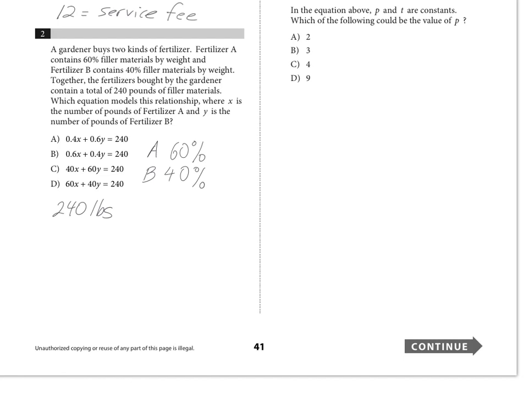Which equation models this relationship where x is the number of pounds of fertilizer A? So we'll put a little x here, and y is the number of pounds of fertilizer B. So we'll put a little y here. So it should be pretty clear that 60% of x plus 40% of y is the total filler material, which is 240 pounds. So 60% is 0.6 times x plus 0.4 times y is 240. And that is B.